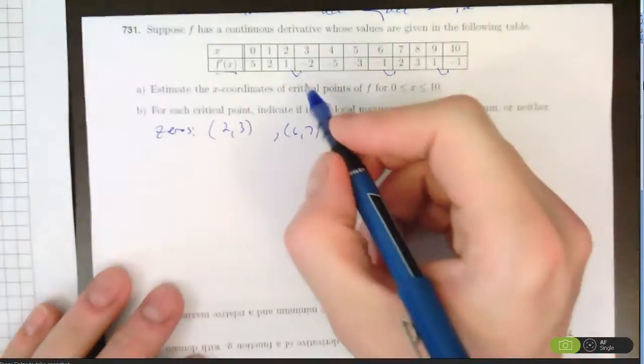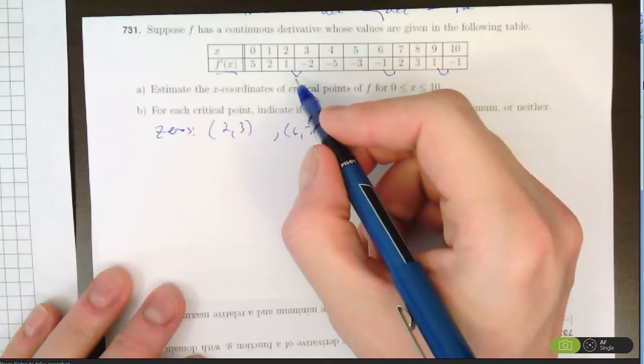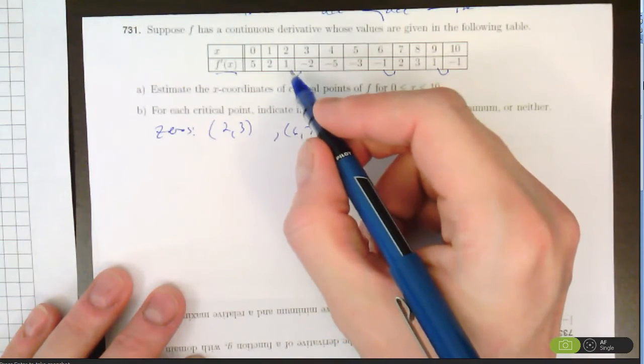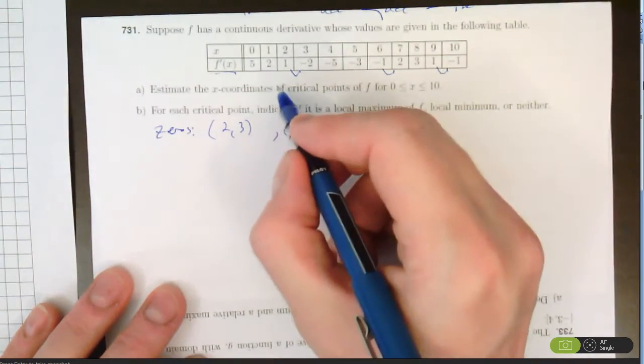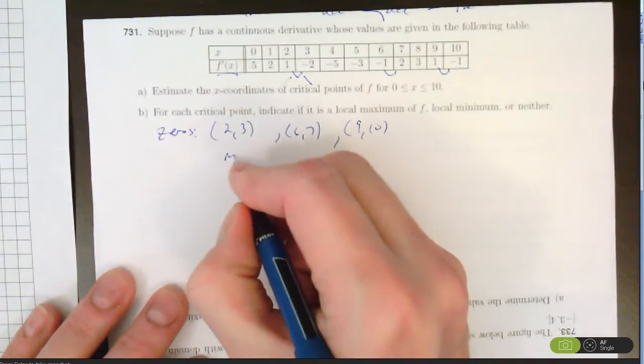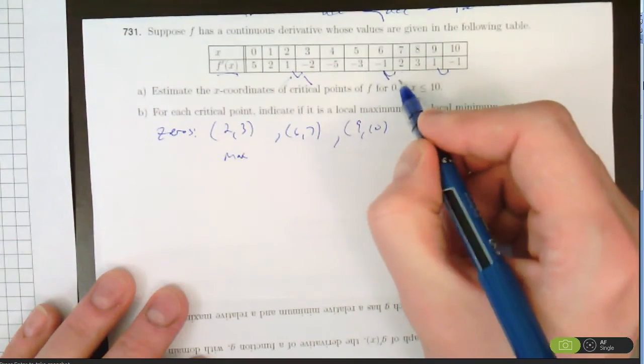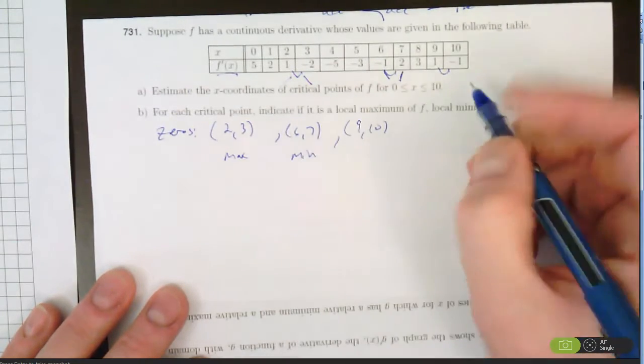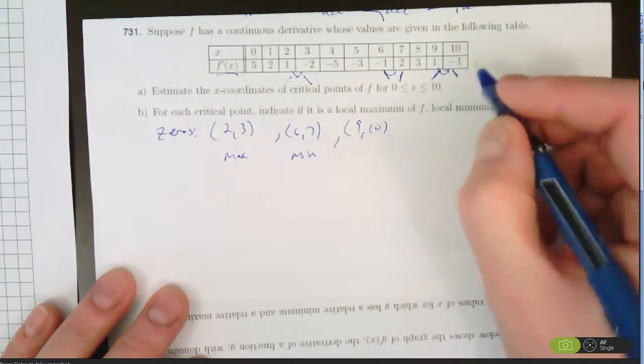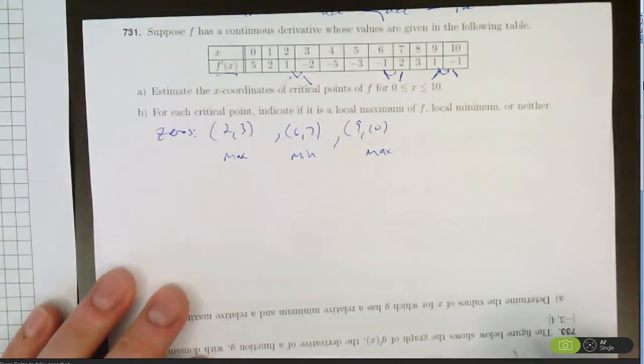And then looking at their values, it went from positive to negative. That's increasing to decreasing, so this is a max. This one went from negative to positive, so decreasing to increasing, so a min. And this went from positive to negative, so it's also a max.